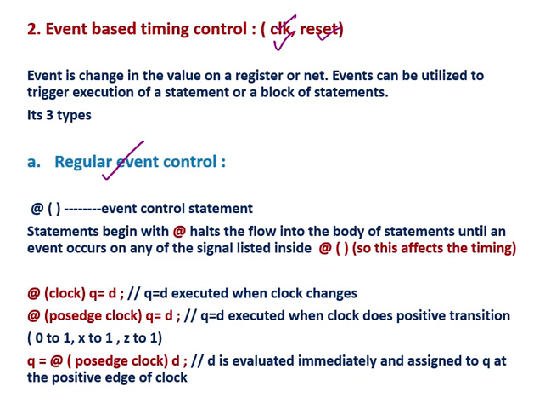Okay, let's see some examples. If I write @(clock) q = d, it means q = d is executed when the clock changes. When there is a change in the clock, only then will this line run, so d will be assigned to q. Else, if there is no change in the clock, there will be no assignment from d to q.